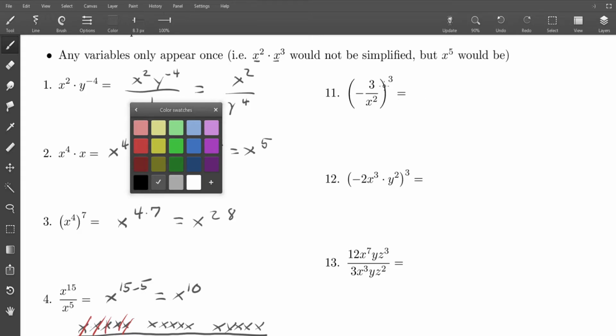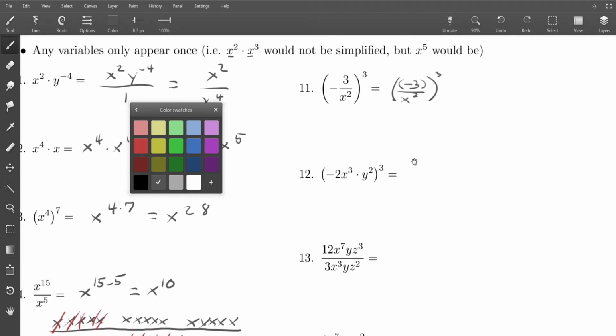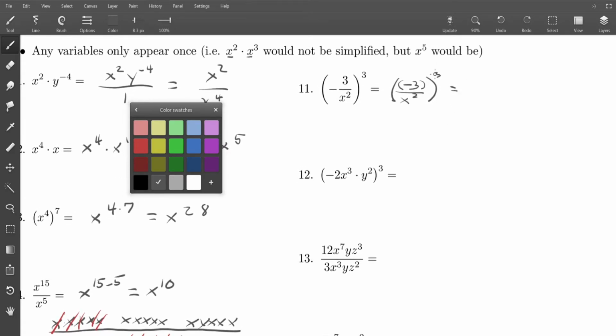So to do this, I'm actually going to rewrite this negative here. I'm going to bring it up and group it with the negative 3. And that's just going to make dealing with this a little bit easier. So we have to the third power. So now we can use the quotient rule to go ahead and distribute. So this exponent 3 is going to distribute to every individual term, and it's going to raise all of the terms inside of the parentheses to that power. So we'll get negative 3 to the third over x squared to the third. So that 3 is going to come up here. It's going to come down here. And we'll see more examples of this happening later on.